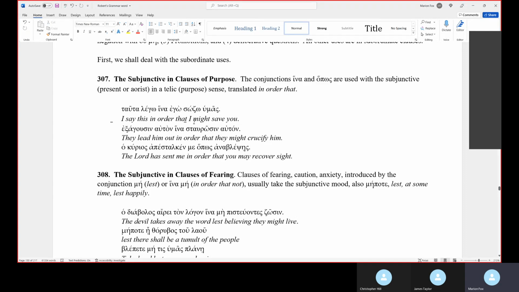So it's kind of iffy, because the salvation is dependent upon our obedience, of course. We would see that I might save you. So the purpose, it's subjunctive, and so that's a purpose statement. Why do I say this? In order that I might save you. I'm saying this with the purpose of saving you, that I might save you. Any question or comment there?